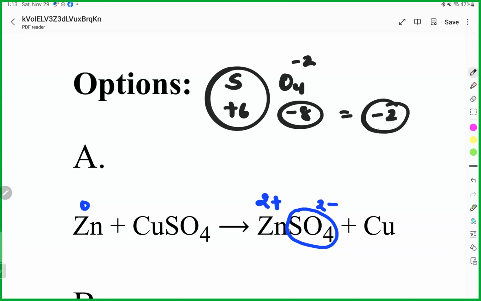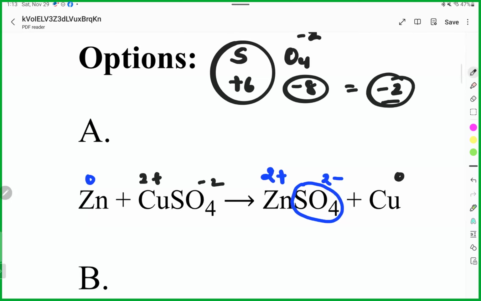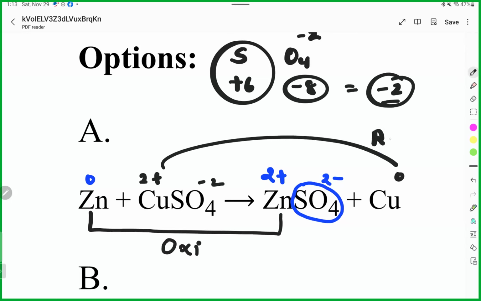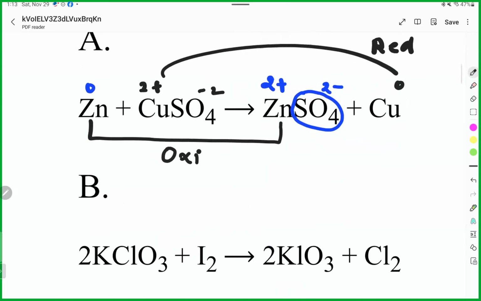Okay. So net -2. Same here. This is -2, this one plus, this is 0. We find their charge from how many electrons are in the outermost shell. So here this undergoes oxidation, this undergoes reduction, so it means this is a redox reaction.